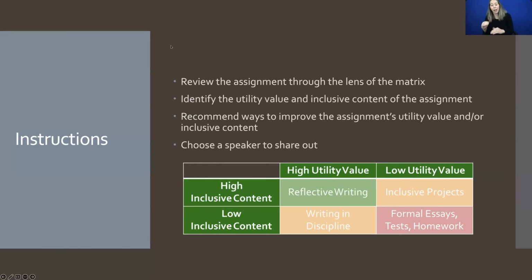So you're going to look at it, you're going to make a judgment, you're going to talk about it in your groups, and then we'd like you to choose one person to share out, because when we come back as a group, we're going to determine what you found. And I think the most interesting part is going to be hearing your recommendations for how to make the assignment better. Because that should then get everybody thinking, gee, now I need to go back to some of my own assignments on campus and think about ways to make those assignments more inclusive and have high utility value.